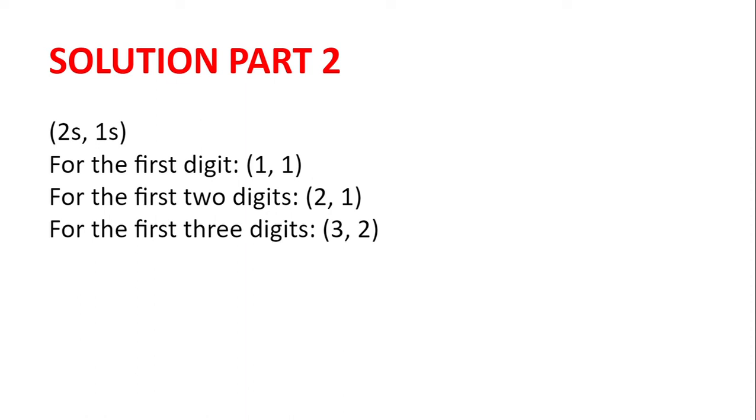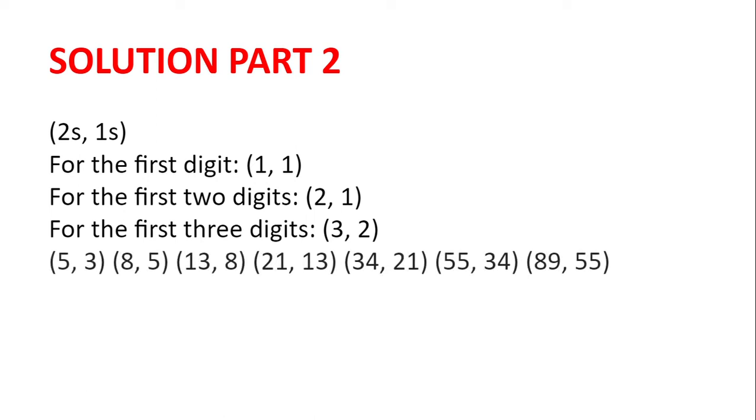And then for the 2s, it will be the sum of the numbers. So for example, 2 plus 1 is 3, and 2 is 2. So the next one will be 3 plus 2, 5 and 3. And then the next will be 5 plus 3, 8 and 5, 8 plus 5, 13 and 8, etc, etc, until we get 233, 144.